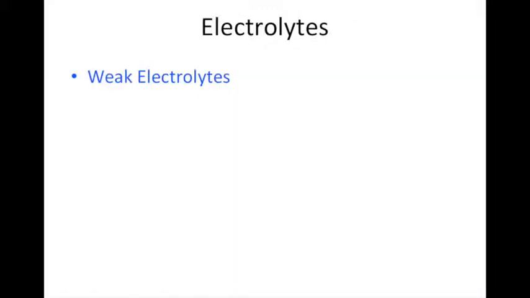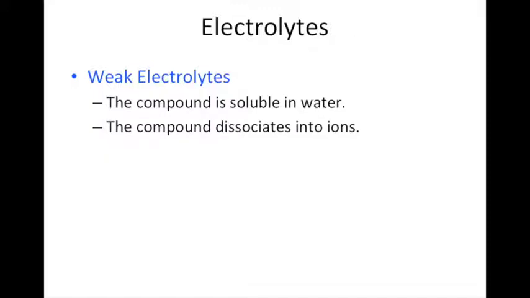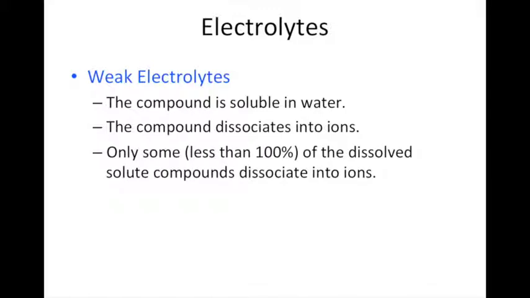And weak electrolytes. Weak electrolytes are compounds that are, again, soluble in water. They dissociate into ions, but unlike strong electrolytes, only some of the dissolved compounds will dissociate into ions. So if you put 100 molecules of a weak electrolyte into water, maybe only 1 or 2% of those compounds would break apart into the ions.